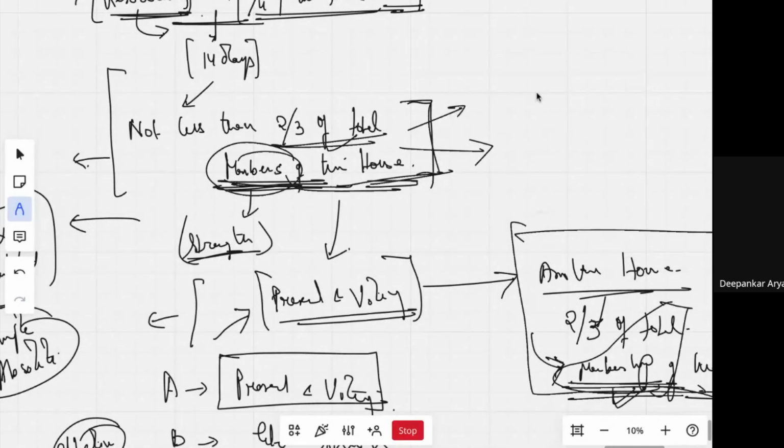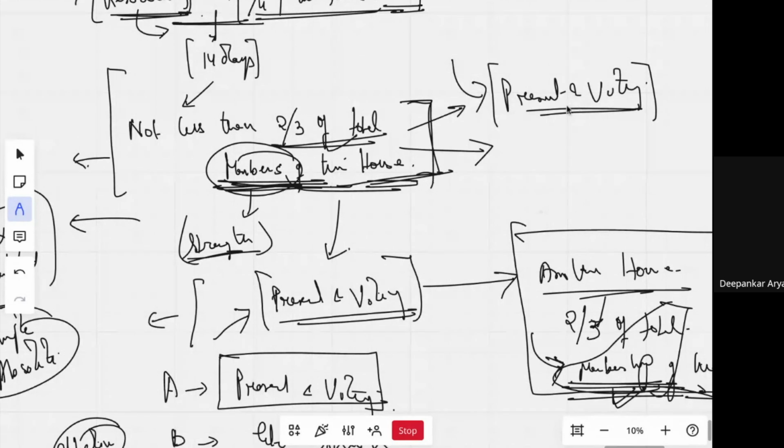Okay, we are not talking about present and voting. In some cases, when we start studying our legislative process, you'll find present and voting. This is something different from total members of the house. Total members of the house are based on, you can say, the total strength of the house. Not present and voting, but total strength.